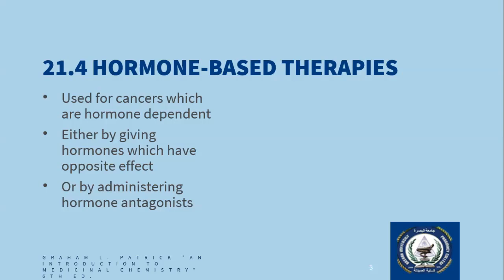Okay, oh sorry, yeah, that's the first one, giving a hormone that antagonizes the effect of the hormone that the cancer needs, or giving hormone antagonists that antagonize the hormone that the cancer needs. Or we will see that sometimes we will even give some kinds of hormone agonists, but we will talk about those later.